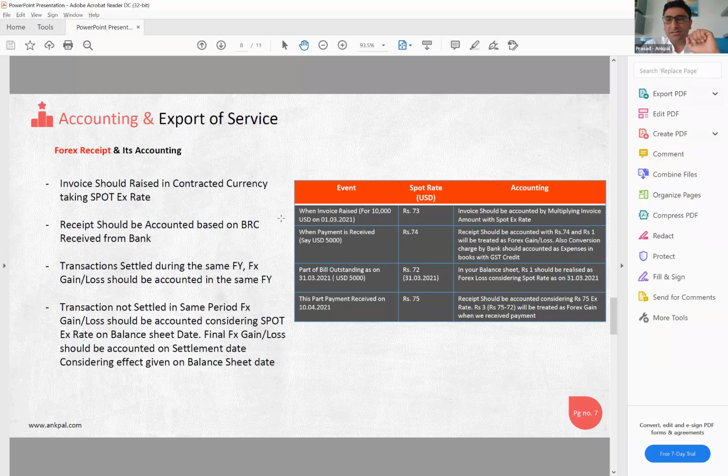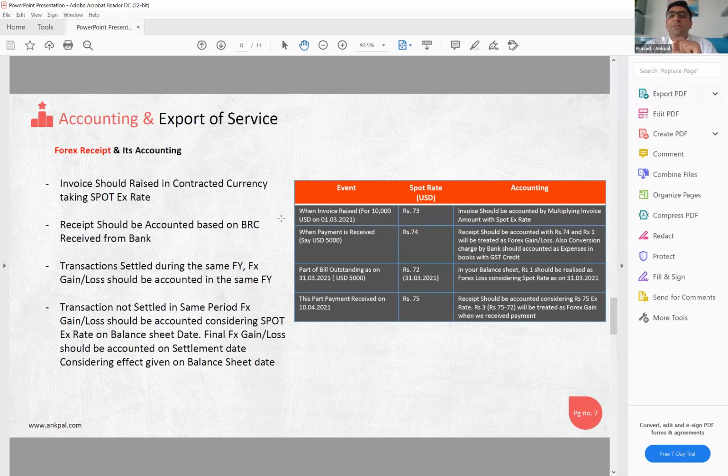Now, an important point is for the receipt pending at the year end. Say, for example, March ending, I have a receipt pending. I have an invoice pending for $10,000, for which I am going to receive the payment in April or May. So how to treat the Forex exchange? In that case, Accounting Standard 11 specifically mentions that you have to recognize the Forex gain and loss considering the balance sheet date spot rate. So whatever your spot rate is on 31st of March, you have to consider that rate and calculate the Forex gain and loss accordingly as on that balance sheet date.